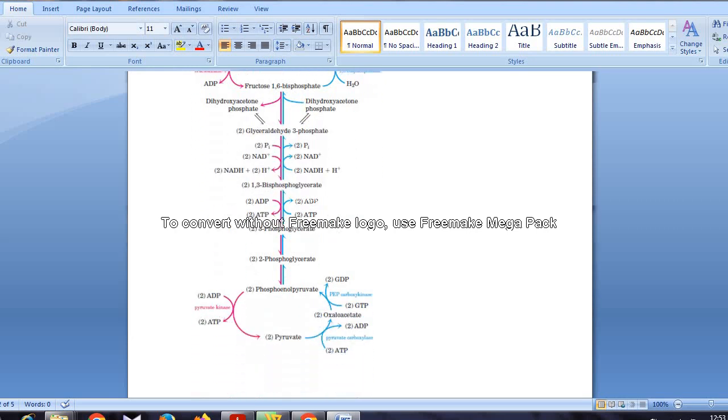Then we come to a problematic area, which is the conversion of phosphoenol pyruvate to pyruvate. That was the pyruvate kinase step, where ATP was formed. But we don't have a mechanism where pyruvate is directly converted to phosphoenol pyruvate.